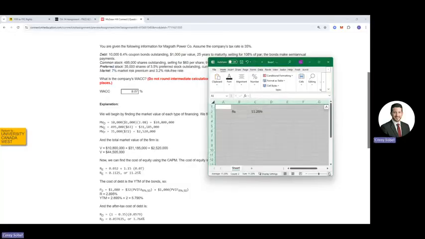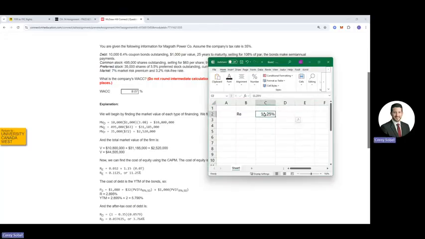See if you can see this. Okay, so I have my cost of equity is 11.25%. So that's my percent. And then I'm going to need my weightings, right? My weights. Okay, well, what's my weight of equity?